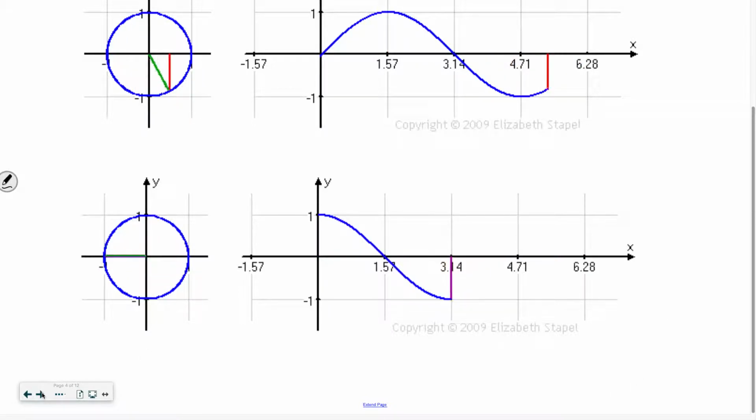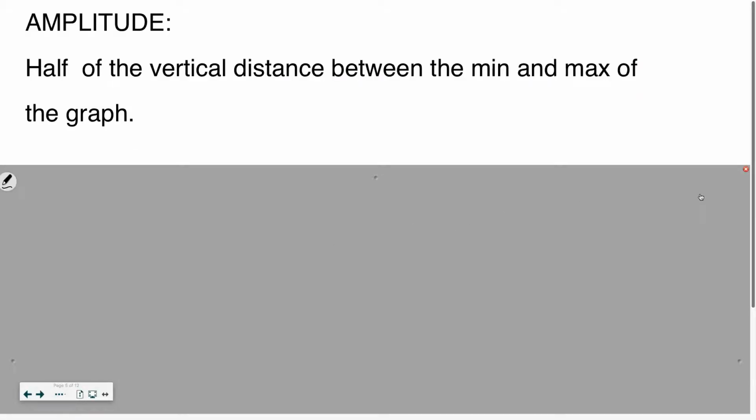Okay. So, there's a couple of vocab words that you need to write down. I'm going to give you some time to write it down, and then I'll talk about it.